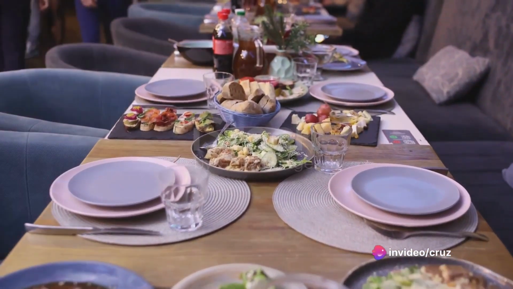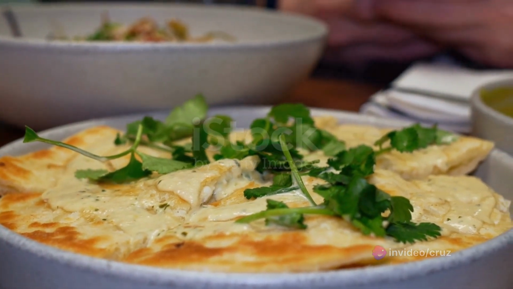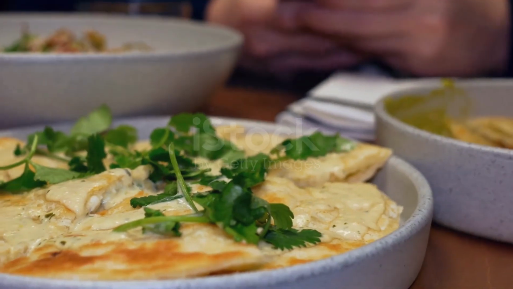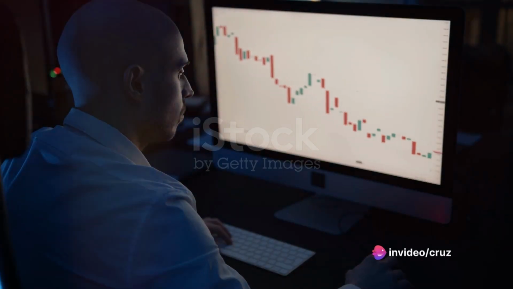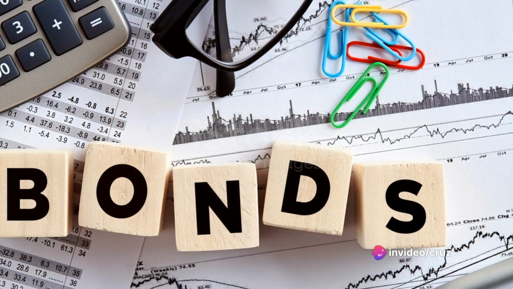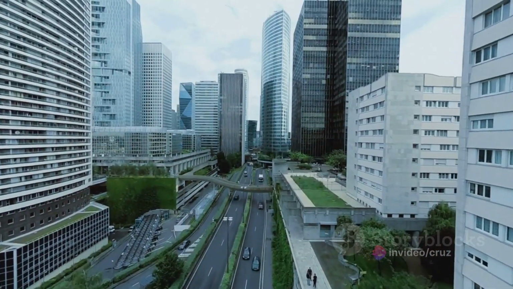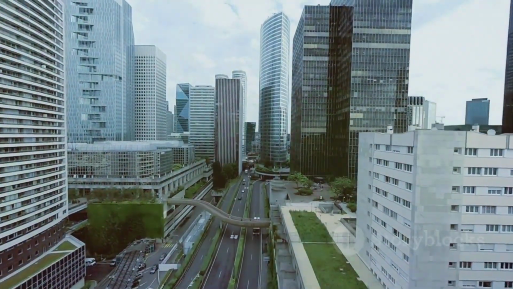Now, diversification is not just about having a bit of everything. It's about how much of each you have and how they interact with each other. The concept of risk and reward comes into play here. Stocks, while potentially lucrative, are higher risk. Bonds, on the other hand, offer lower returns but are typically less volatile. Real estate, commodities, and cryptocurrencies each come with their own risks and rewards.